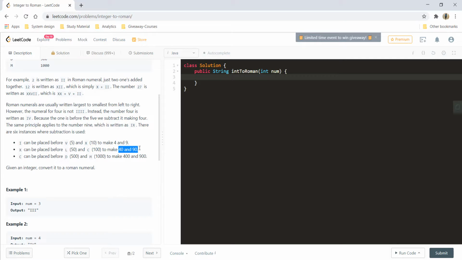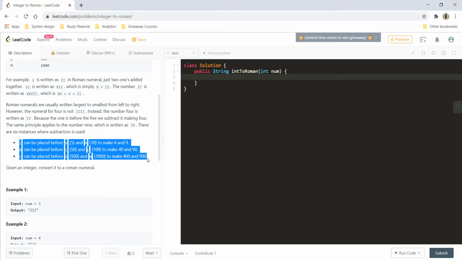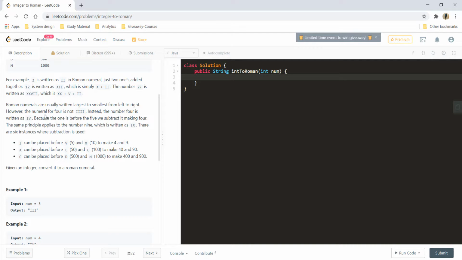So this is a very basic question wherein we know what the possibilities of the combinations are that we can get by applying these rules. And as we know that these numerals are written largest to smallest, we would use the same rule in order to create our Roman string. So we'll go from the largest number possible and check whether we can put that particular Roman numeral in our string or not. If yes, we put it and we'll subtract that number from our input. So without wasting any time, let's just dive into the code and solve the question.